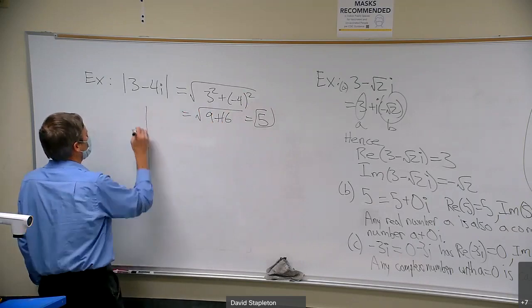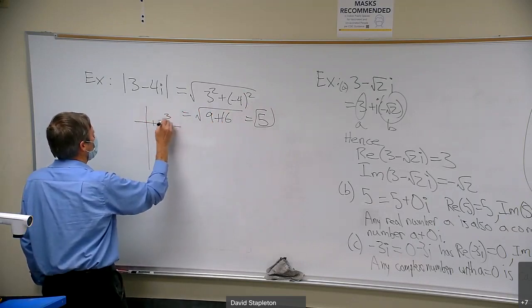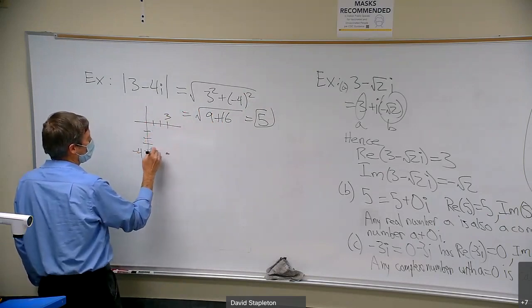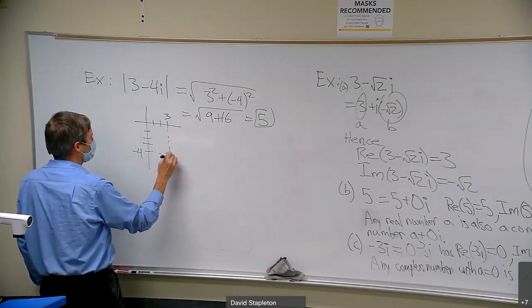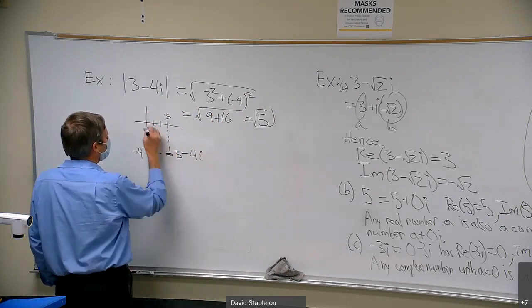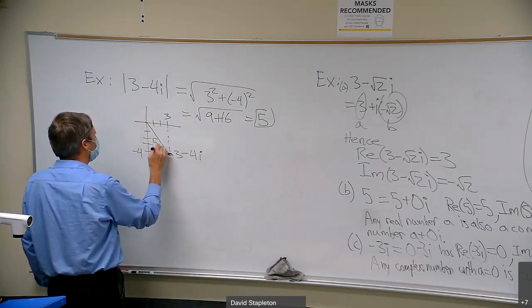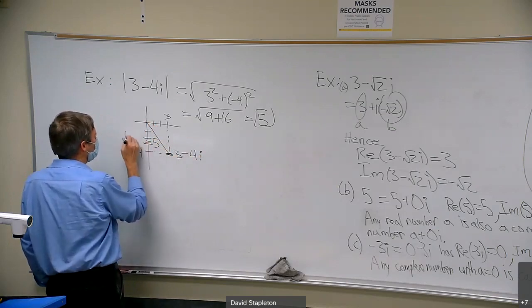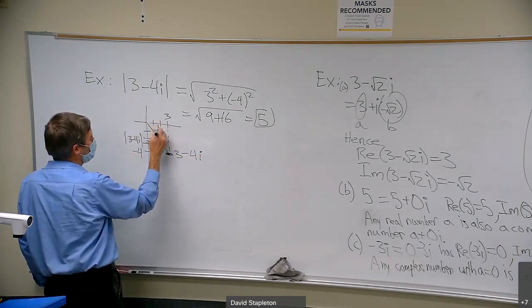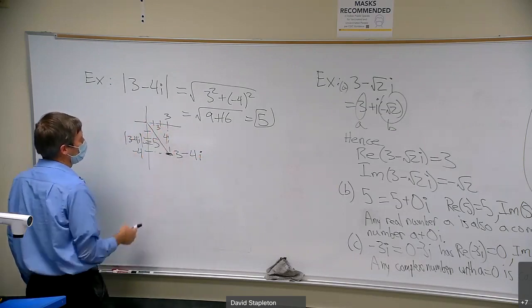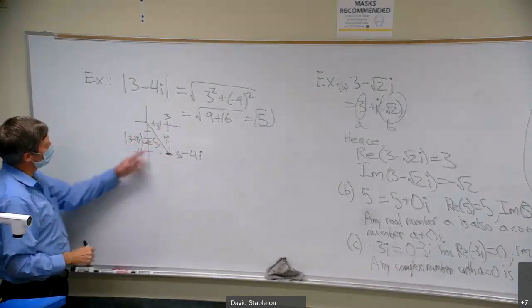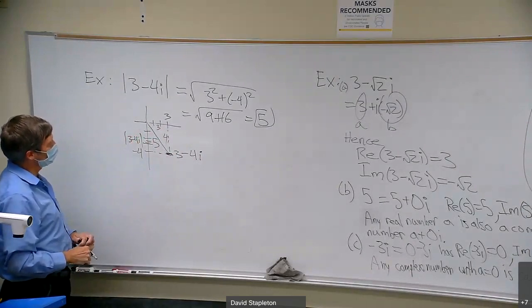And indeed, if you go and plot it, 1, 2, 3, and 1, 2, 3, 4, 3 minus 4, make your rectangle. This is the point I identified as 3 minus 4i. 5 is exactly its distance from the origin, right? Because of the Pythagorean theorem, 3 on this side, 4 on this side, it's a 3, 4, 5 right triangle. So the absolute value of this complex number, 3 minus 4i, is the hypotenuse of the triangle, or 5 units.